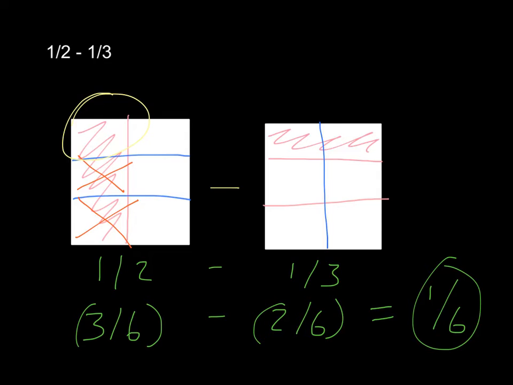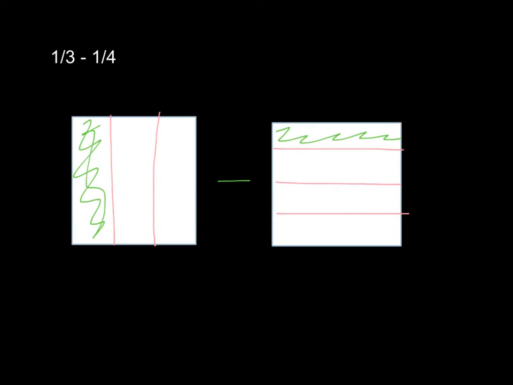Let's try another problem. 1/3 minus 1/4. Again, it's the same concept where we start with those diagrams and we shade in 1/3 and we're subtracting 1/4 on the second. Again, we will combine it. You'll see that we actually have 12ths if you go through and count, or you can look at it as an array. 3 times 4 is 12.